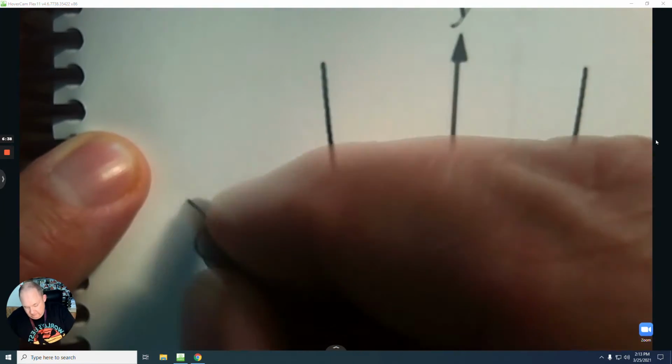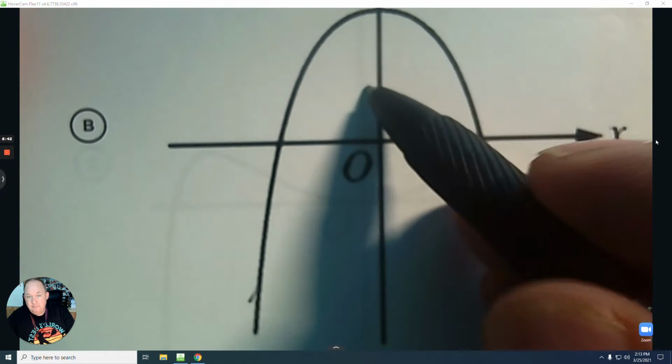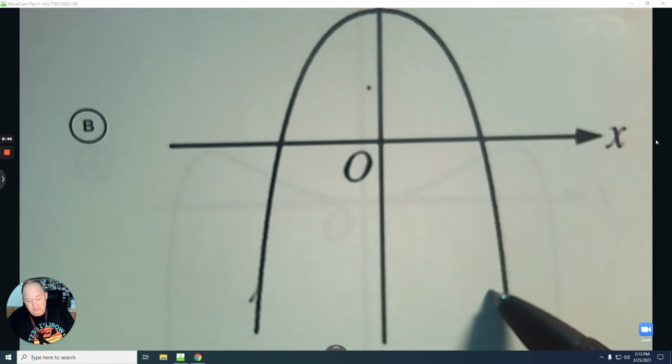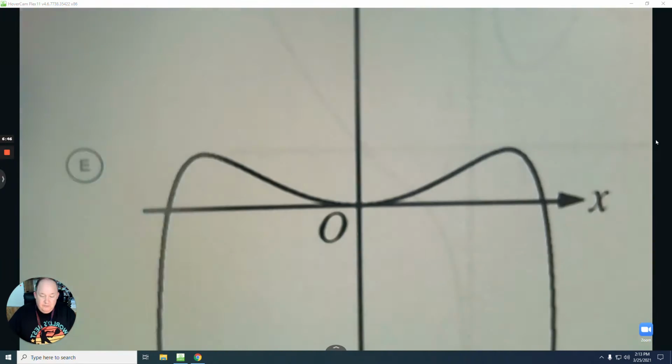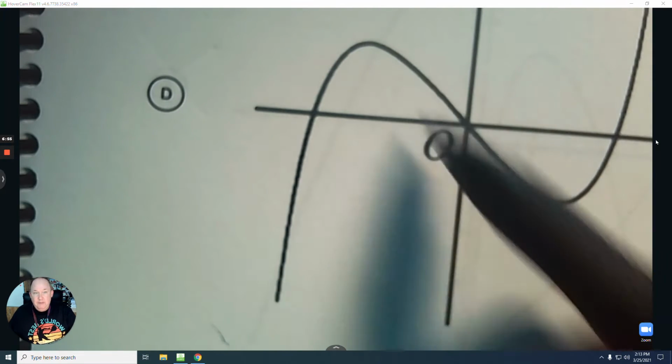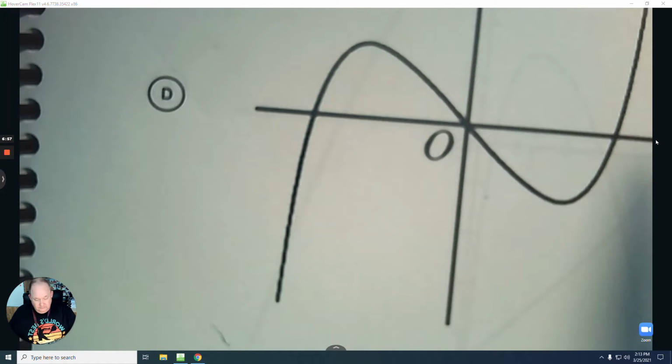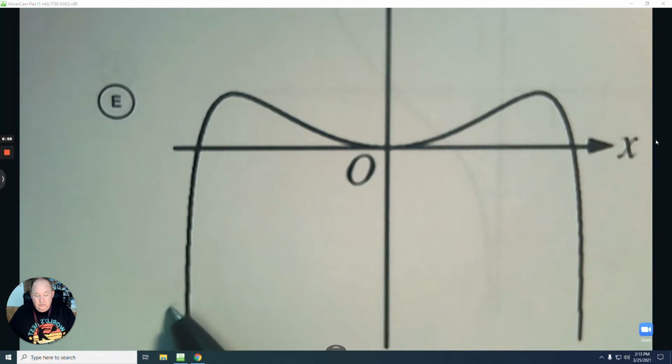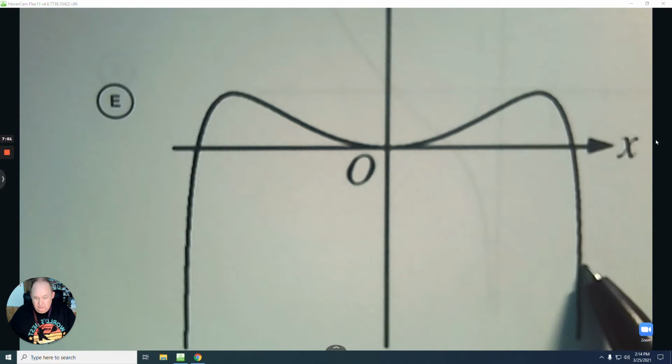A can't be right. So below, above, below. That one looks really good. And if I look at the other options, this one's all below. This one is below, above, below, above. This one is below, above, and then below.